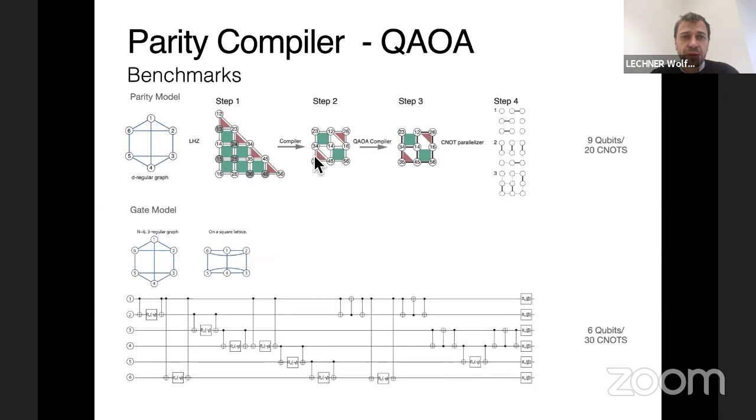And now if we use our compiler and the QAOA compiler and so on, what we get out is in the end a model with 9 qubits and 20 CNOT gates. If we take the same model and we just compile it in the gate model, which uses then swap operations, we actually get 6 qubits and 30 CNOT gates. So this means it seems to be a general rule of thumb that the LHZ compiled version always gives you more qubits but fewer CNOT gates.